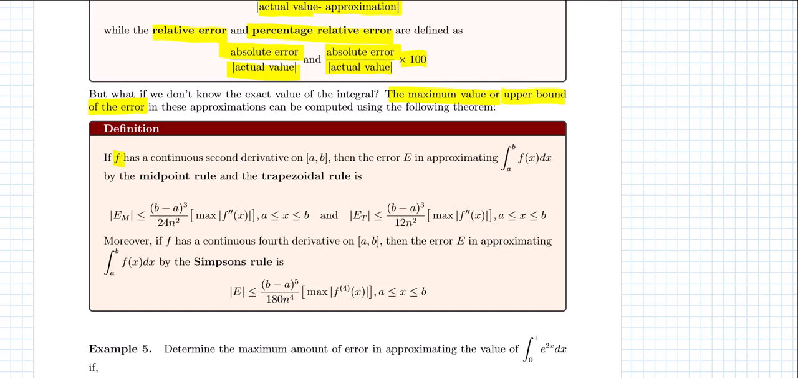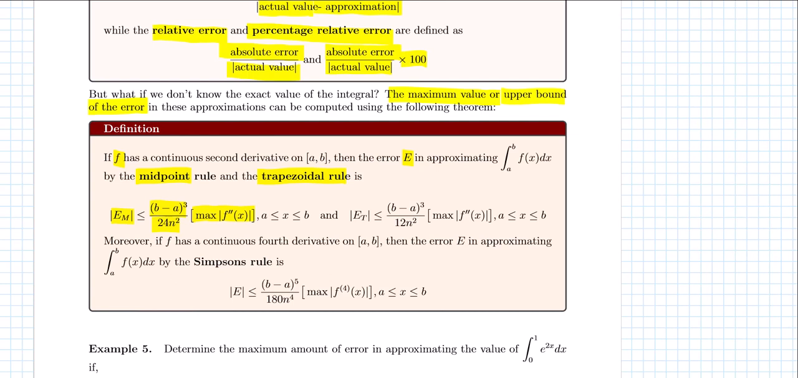So if we're dealing with a continuous function f, which has a continuous derivative and continuous second derivative on the closed interval from a to b, then the error E in approximating the integral from a to b of f of x dx with the midpoint rule and the trapezoidal rule is the following. So the error for the midpoint is given by the following inequality. The absolute value of the error of the midpoint is less than or equal to (b minus a) cubed divided by 24n squared times the maximum value of the second derivative.